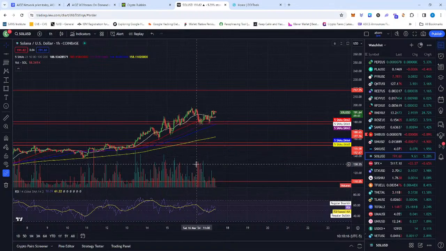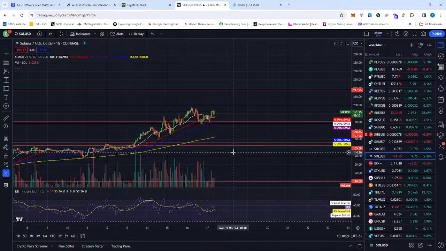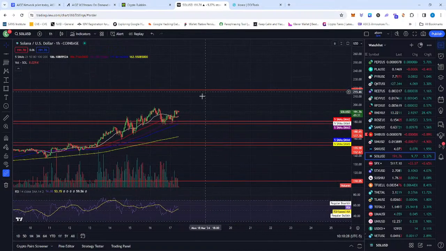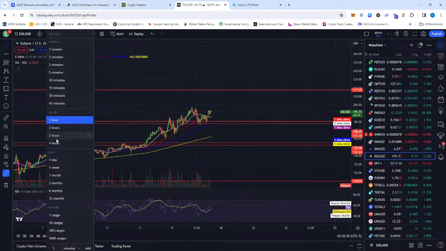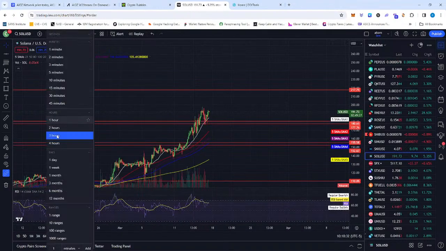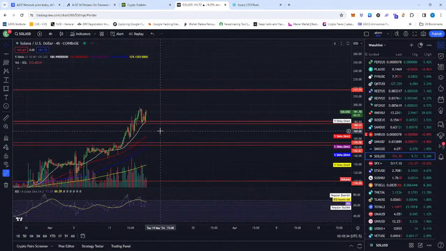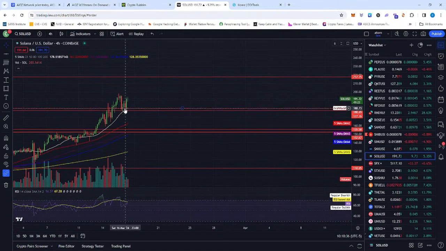And also the same thing with the volume. You have high volume and lower volume, lower volume, lower volume. So that is what the chart is showing me. And this is the hour chart. You can go to the 4-hour chart here. As you can see, doing the same thing.